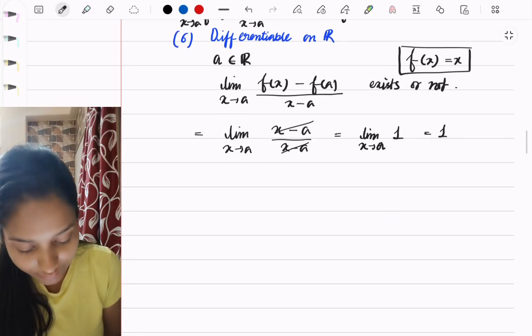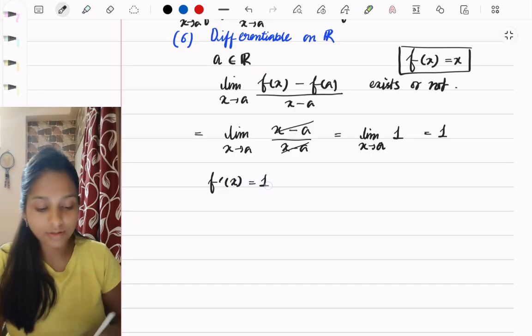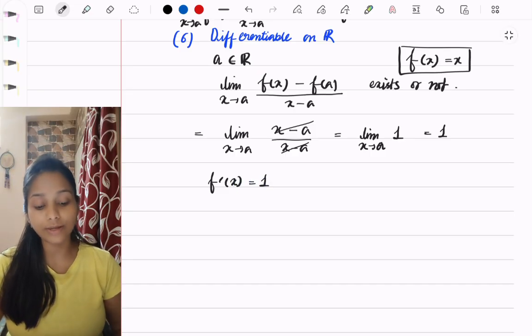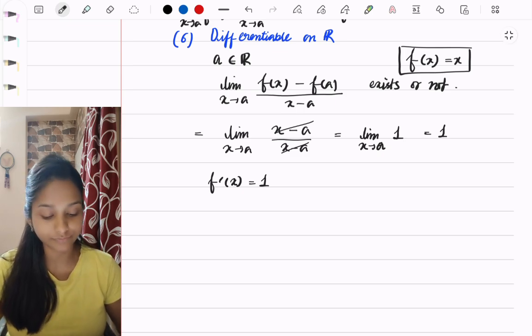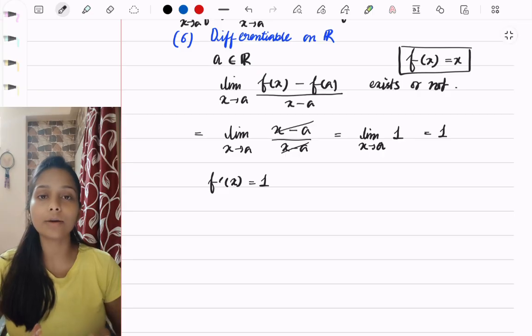Moreover, the derivative of this function will be 1, and we can conclude it from the formula that the derivative of the function x is always 1. Okay, so I have completed the identity function, which is y equals x. In the next video, I will be discussing y equals x square, that is, if the power of x is increased by 1 from the identity function.